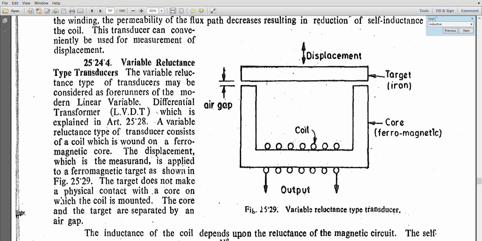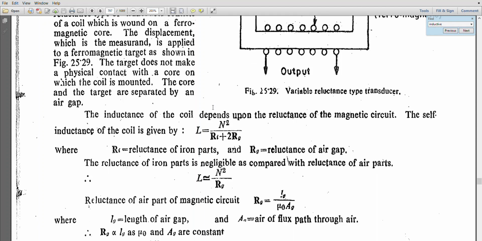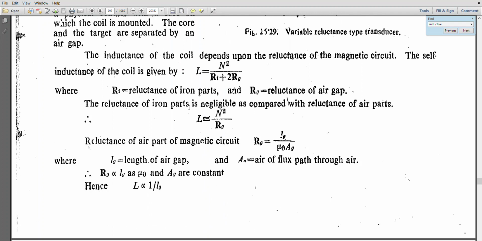setup. Okay, so the reluctance of the magnetic field, and you know that the reluctance of the magnetic field is directly proportional to the change in the self inductance of the coil. So what we will be doing is we will formulate that there are two types of reluctance in the magnetic circuit, that is n squared by R. The R can be decomposed into the reluctance of the iron path and the reluctance of the air gap. The iron part is negligible when compared to the air part.